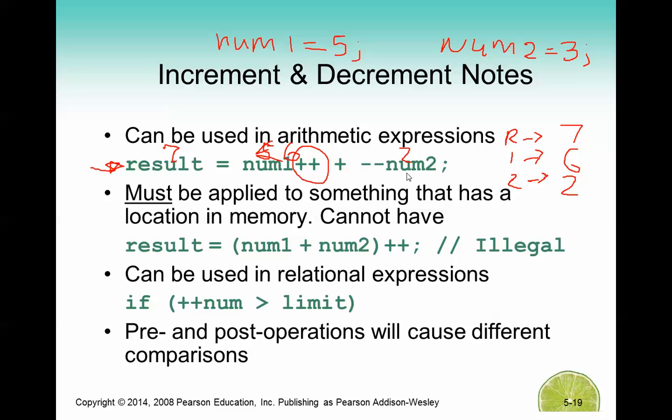What will happen if I have the minus minus here? What am I going to get at the end? For result, I'm going to get an 8. For num1, a 6. And what am I going to get for num2? Yes. It was a 3, so I get a 2.